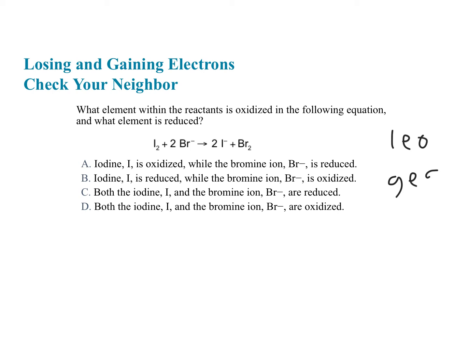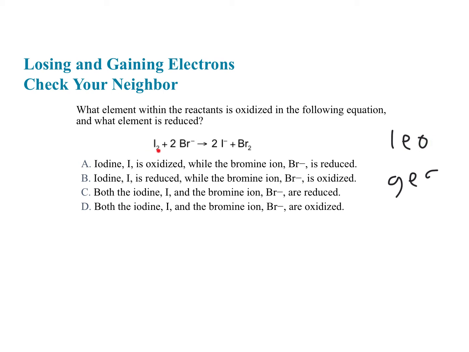We have our mnemonic, LEO goes GER, and so we know the loss of an electron is an oxidation. So which one of these guys loses an electron? Well, the bromine has an extra negative charge, and then it doesn't have an extra negative charge, so it has lost a negative charge. And so a loss of an electron is an oxidation.